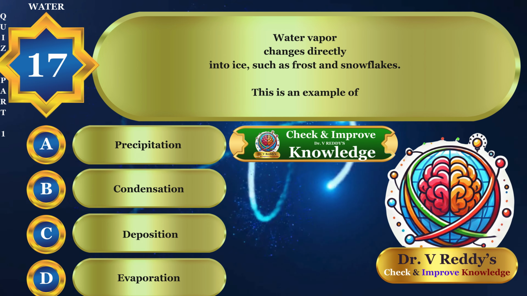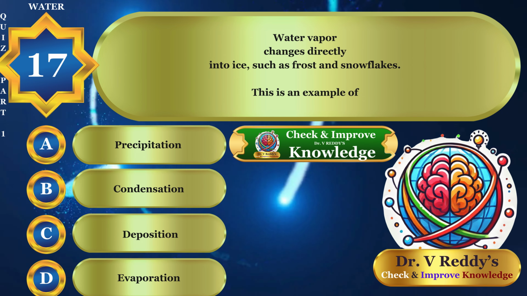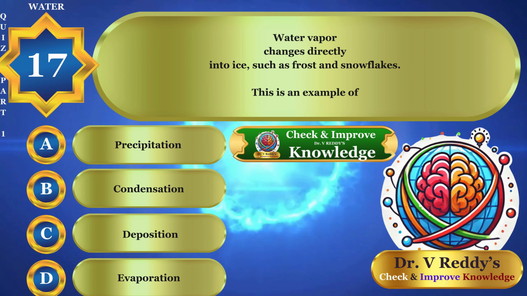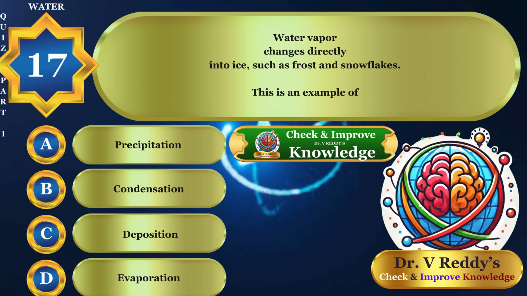17. Water vapor changes directly into ice, such as frost and snowflakes. This is an example of A. Precipitation, B. Condensation, C. Deposition, D. Evaporation.